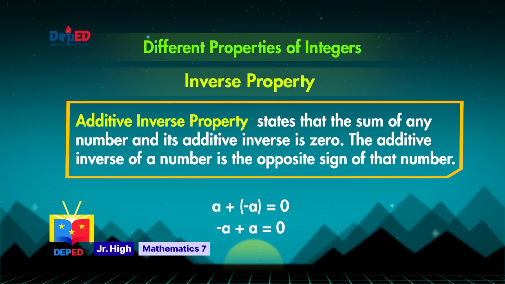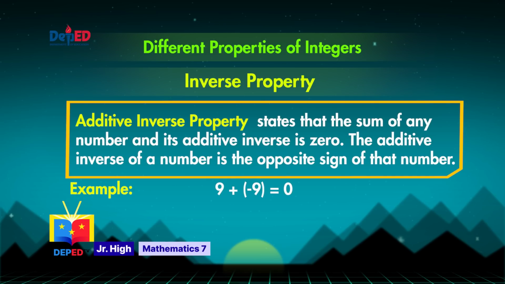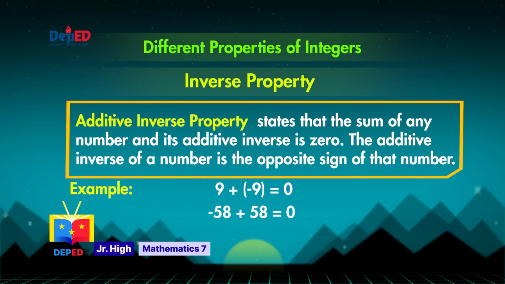A plus its additive inverse negative A is equal to 0. For example, 9 plus its additive inverse, which is -9, is 0. -58 plus its additive inverse, which is +58, is equal to 0.